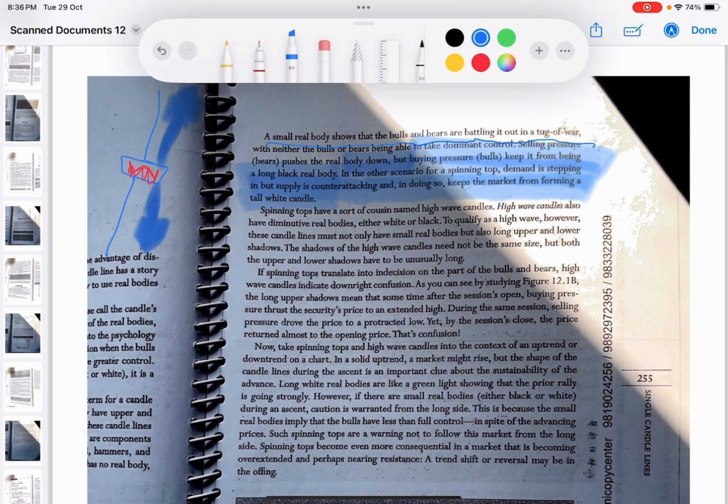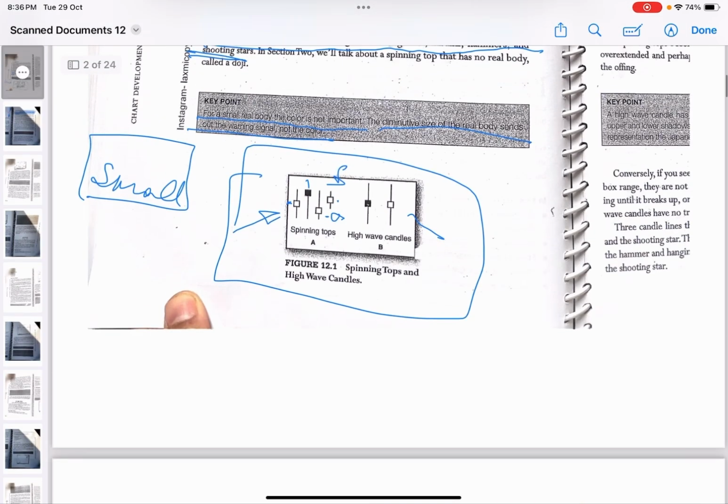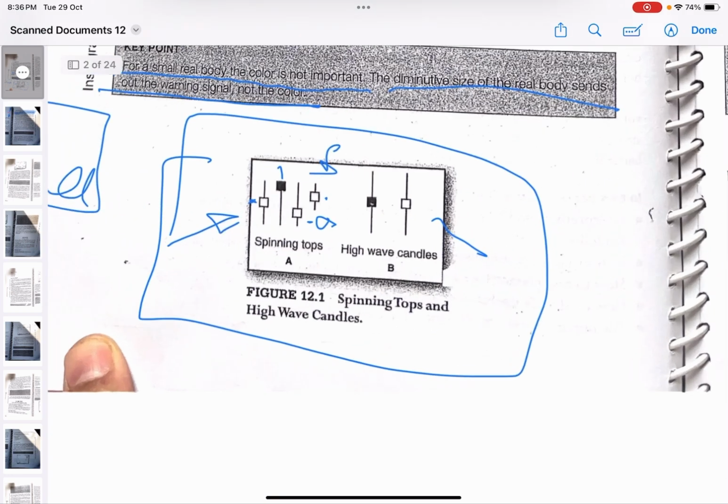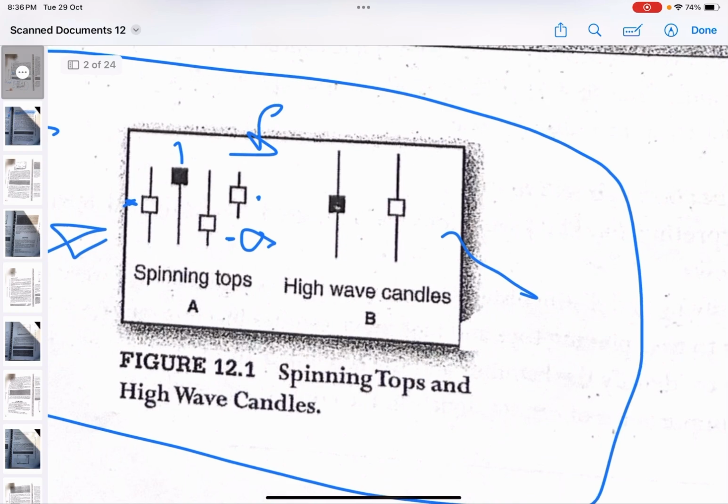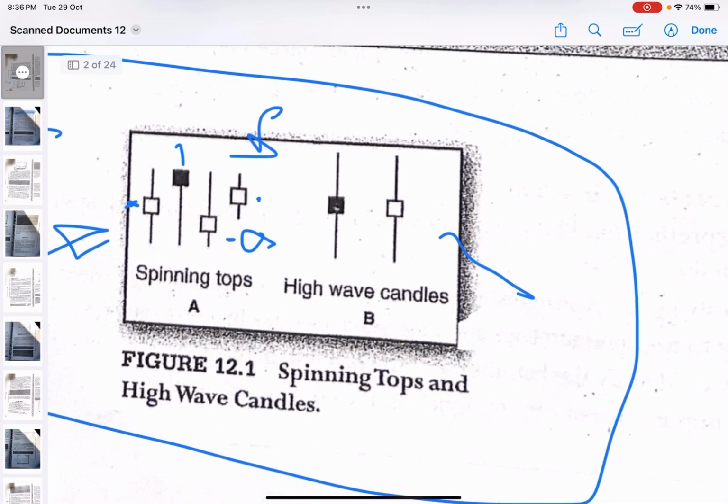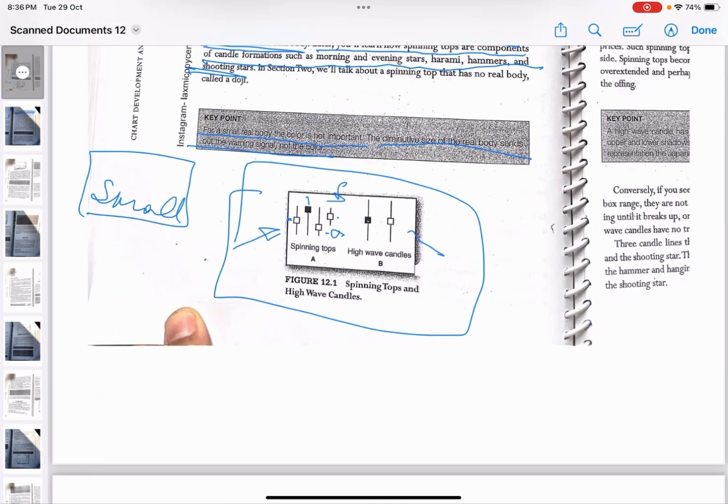As you can see, studying figure 12.1b, you can look at it, right? In the high wave candles diagram, you can see that there's a wick on the upside as well as the downside, and both of them are exceptionally long, so we can't really say anything about the direction.